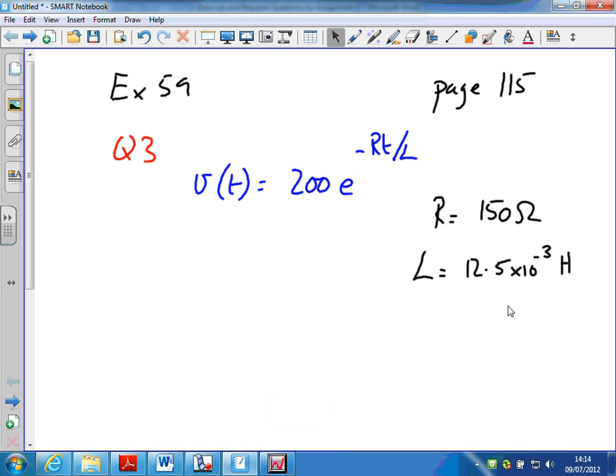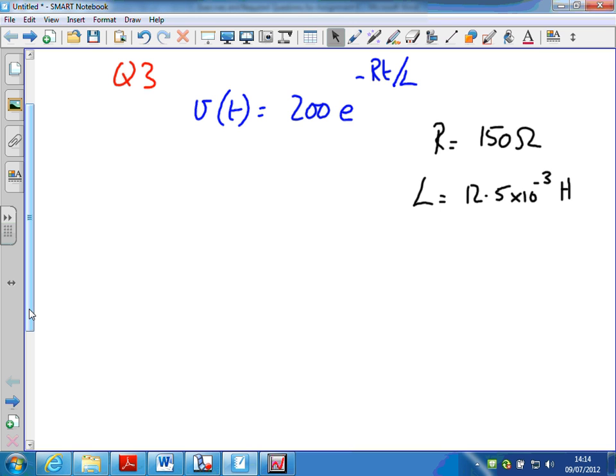Exercise 59, question number 3. For the first part of this question, you're asked to find the voltage V after a time of 160 times 10 to the minus 6 seconds. So you can actually put those values in. Again, you can use the calculator to do that directly.